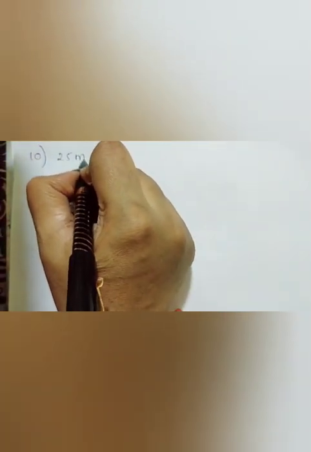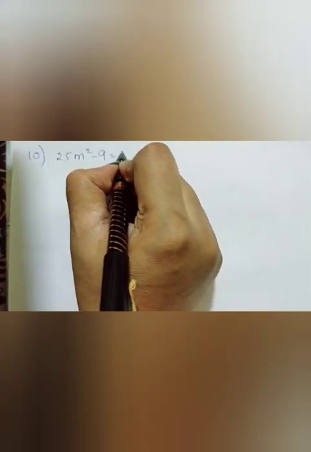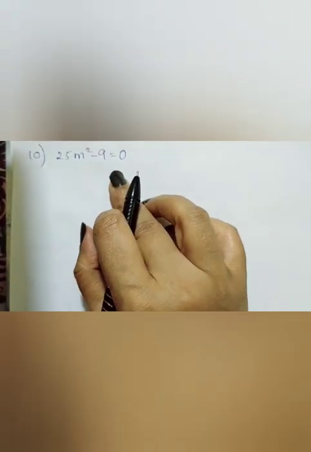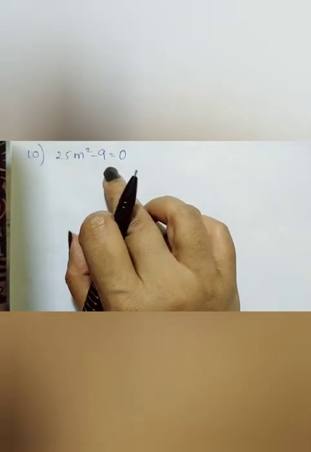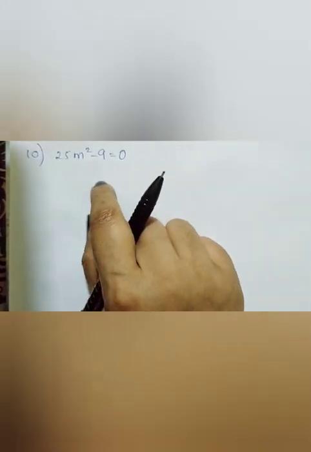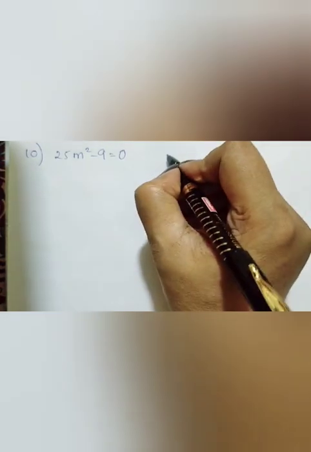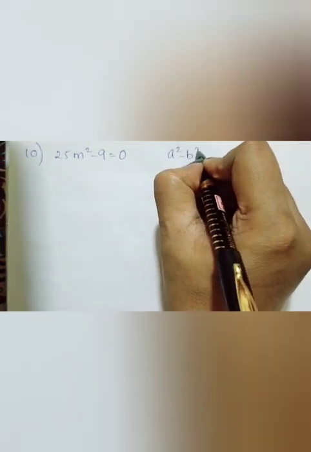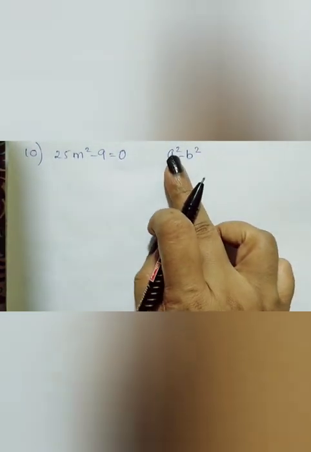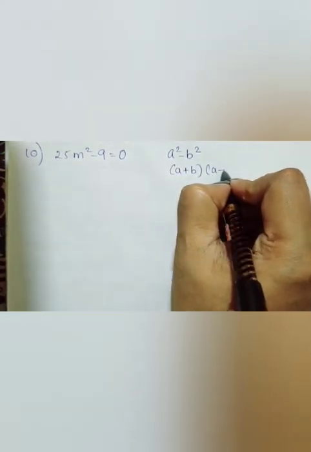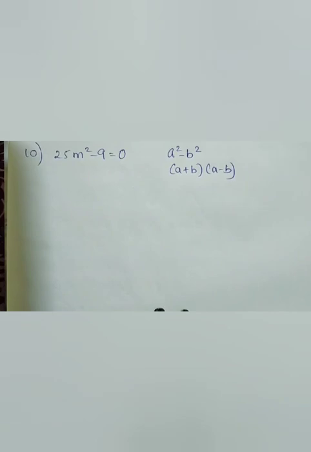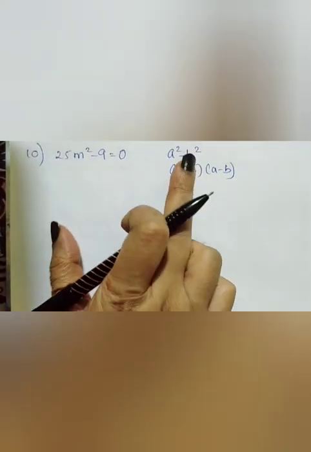The equation is 25m square minus 9 equal to 0. This is our equation. Now here, as you can see, it is not in standard form. Here we are going to use a formula of a square minus b square. You know that a square minus b square is nothing but a plus b, a minus b. So first we will bring this in this form.